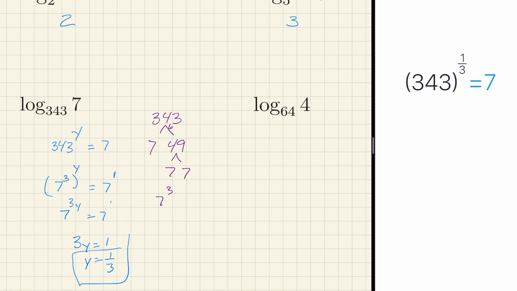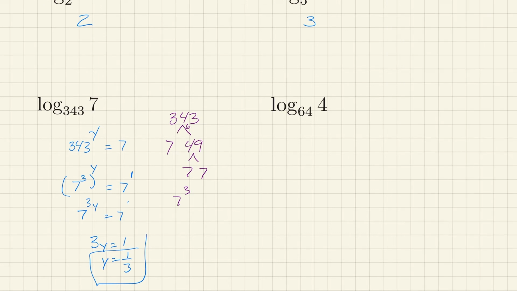Good. So we see that is in fact equal to 7. Now we have the log of 4 base 64. Okay. So 64 raised to what power gives us 4? I'm going to go ahead and do the prime factorization tree to find all the prime factors.